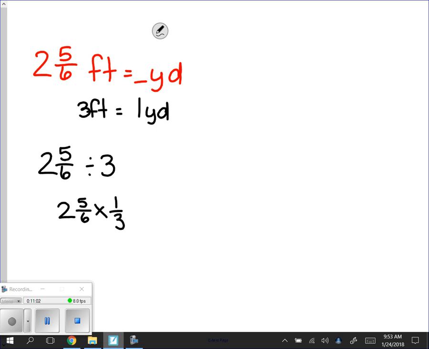So, can you multiply a mixed fraction by a fraction? Oh, high five across the room. Ready? You have to turn this into an improper fraction.